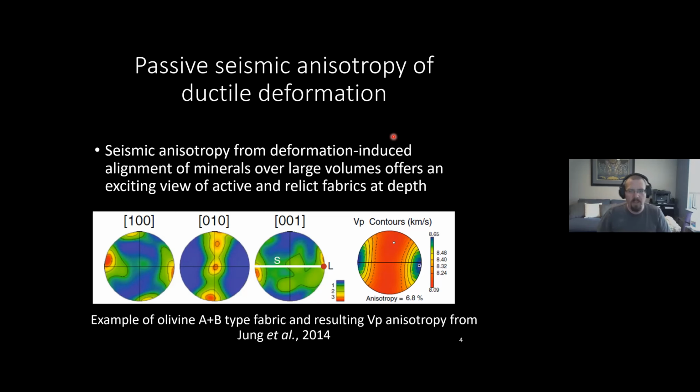And you can see maybe a little inkling of how this gets quite complicated when you have minerals of lower symmetry than olivine, and you have much more confusing interactions between various fast directions and middling fast directions. And we'll get into all of that. But that's a nice little simple example.